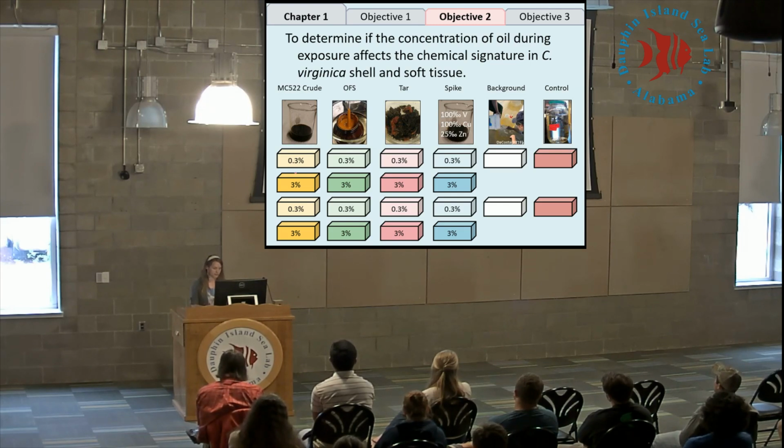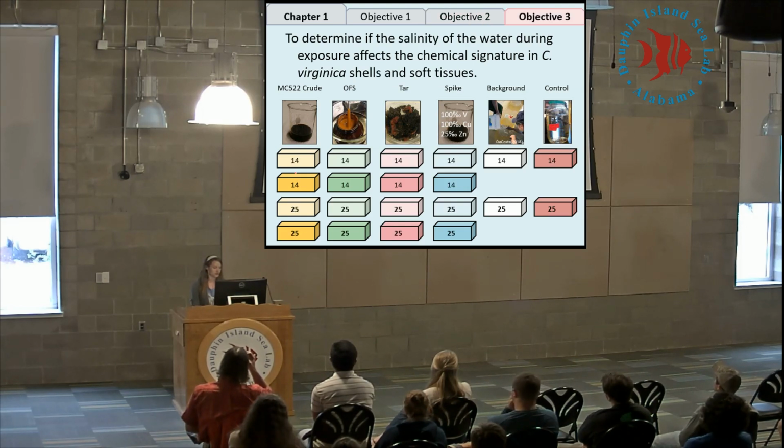The second objective is to determine if the concentration of oil affects the chemical signature. I created a saturated, high-energy, water-accommodated fraction and exposed oysters to either 0.3% or 3%. I have shaded my tanks here to indicate this, with the lower concentration of 0.3% shaded lightly and the higher concentration of 3% shaded in the darker color. Oil was not artificially added to the background or control tanks, so these treatments didn't vary with concentration.